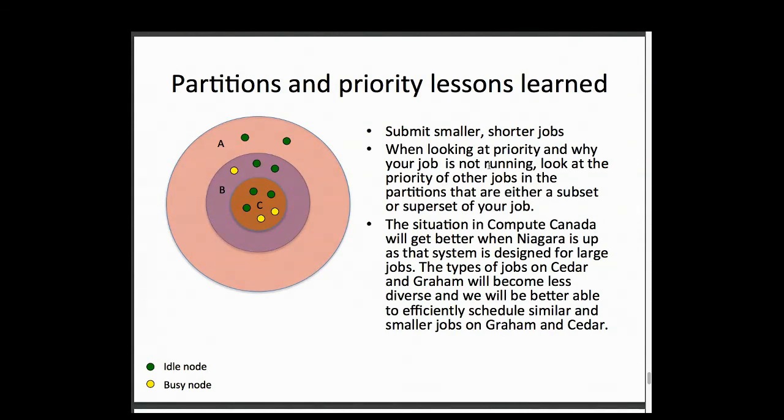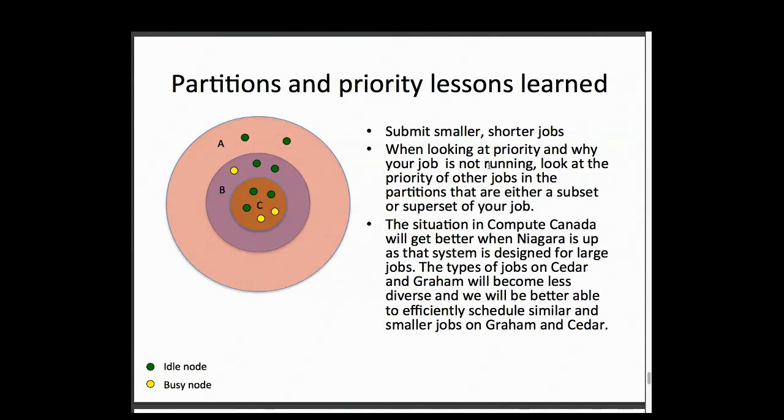Also, this situation in Compute Canada is going to get better. So part of the problem right now is that we have people trying to run very large jobs on Cedar and Graham. And that's because Niagara isn't available yet. So Niagara is the Compute Canada system that's designed for large jobs. With these type of jobs running on Cedar and Graham, it's more inefficient.